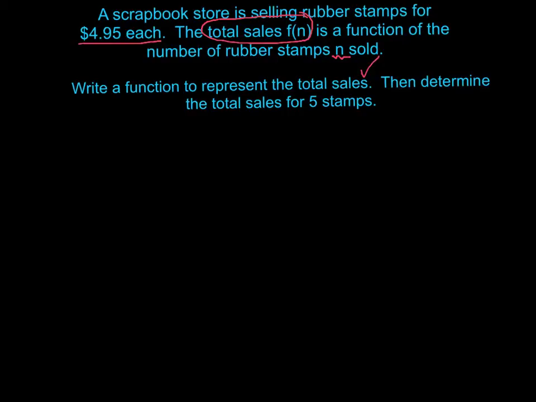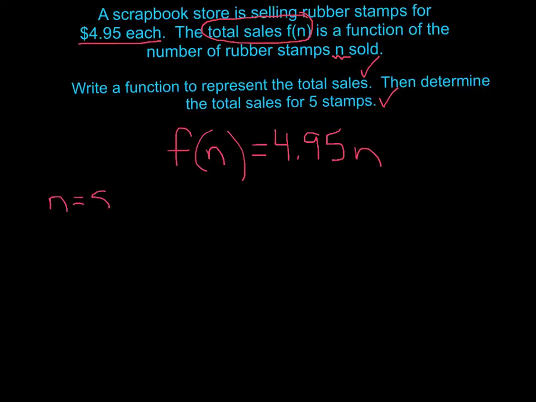So we have to do that first, and then determine the total sales for 5 stamps, and then we do that. So remember, we're not just getting a final number, we're practicing writing out a function rule. So usually it's f of x. However, they're telling us that the variable in this case is going to be n. So the function of the variable n is equal to $4.95 per stamp sold. And what this tells you is that n represents stamps and f of n represents money.